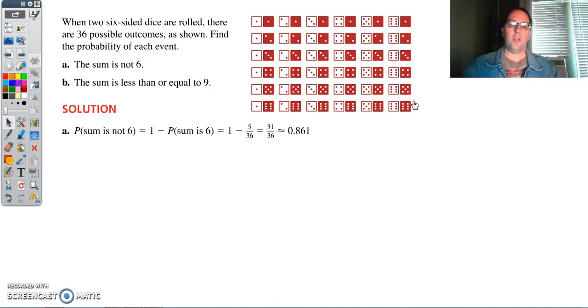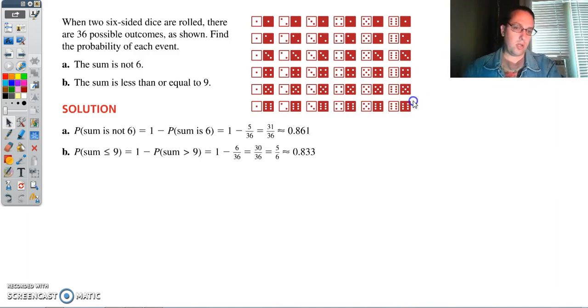So we want the probability of not those. 6 add up to more than 9, so 6 over 36, we want 1 minus 6/36, which gives us 30 over 36, which simplifies down to 5/6, which is approximately 0.833 repeating 3. So about 83.3%. So you can see how finding the complement makes it a lot easier sometimes.